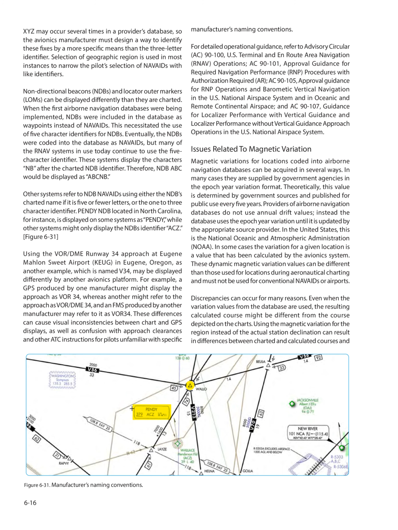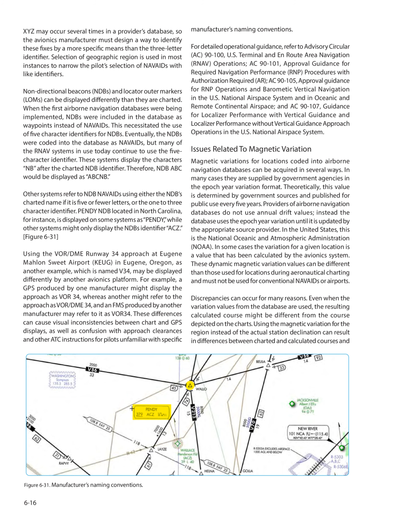Issues related to magnetic variation. Magnetic variations for locations coded into airborne navigation databases can be acquired in several ways. In many cases, they are supplied by government agencies in the epoch year variation format. Theoretically, this value is determined by government sources and published for public use every 5 years. Providers of airborne navigation databases do not use annual drift values; instead, the database uses the epoch year variation until it is updated by the appropriate source provider. In the United States, this is the National Oceanic and Atmospheric Administration, NOAA.